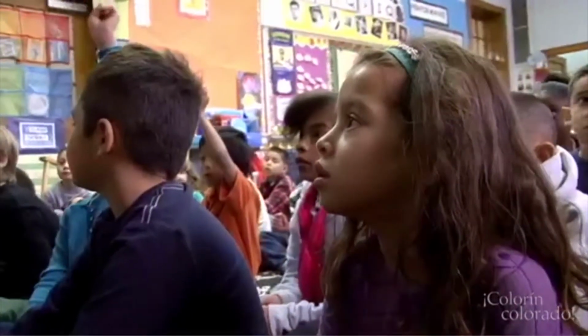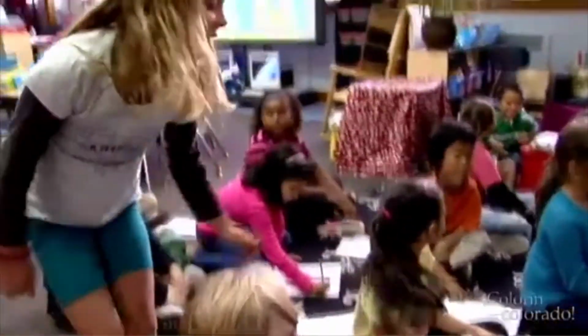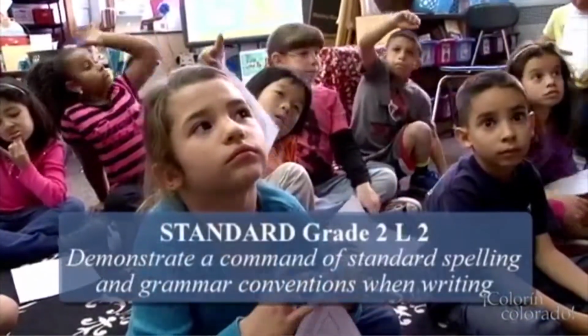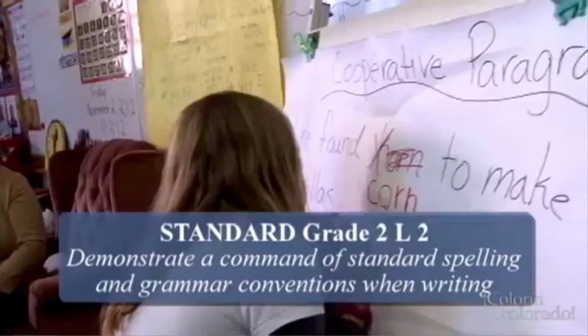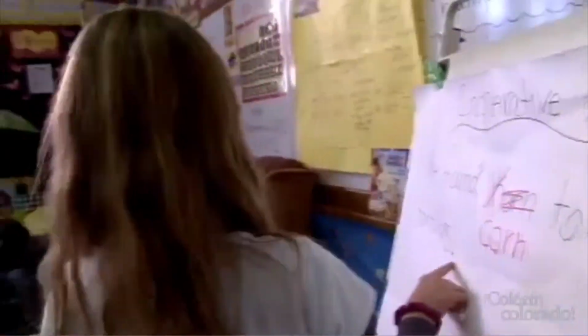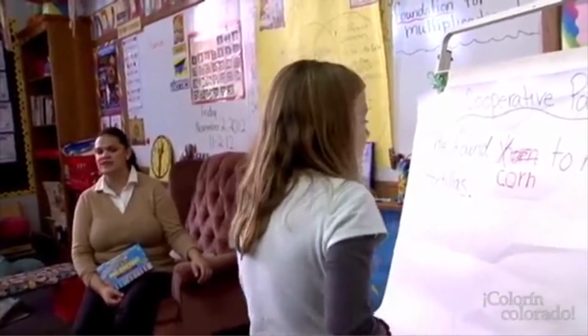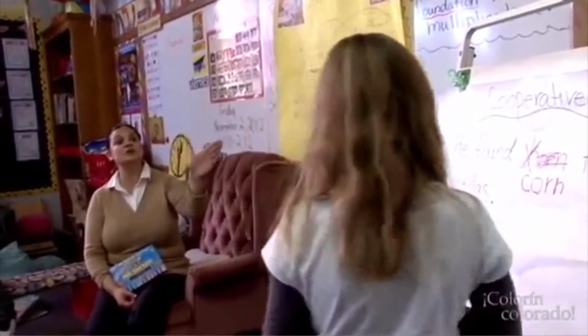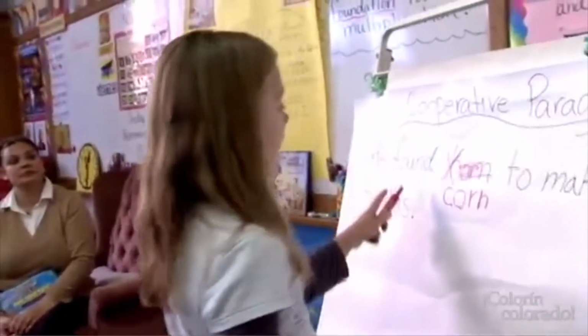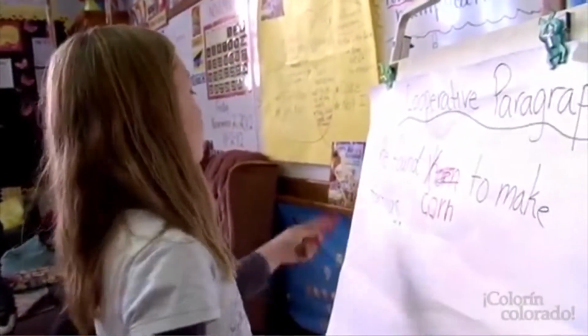This exercise gives the students an engaging way to demonstrate their understanding of the standard conventions of English spelling, capitalization, and punctuation, all of which they need to know in order to meet an important Common Core milestone. There's supposed to be a period at the end. She caught the punctuation. Did you guys see that? Yeah. Okay, let's look at our sentence. Eula, read it again. He found corn to make tortillas.